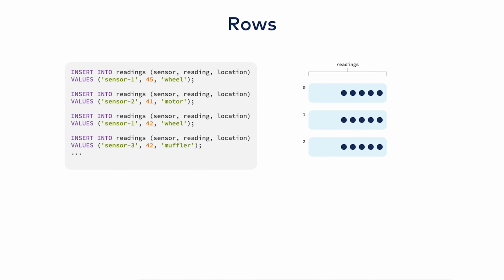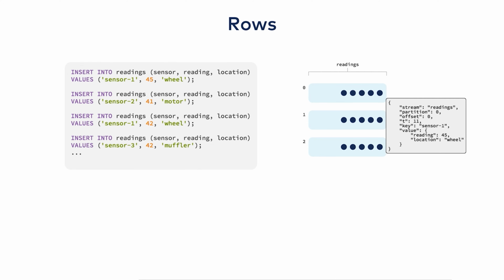Now, let's look at the representation of a row inside of a Kafka topic. Since each row is just a Kafka record, what does that record look like? When I look at the first row, I see that the offset is 0, meaning that it's at the beginning. I can also see that it has a key and a value, as every Kafka record does. Here the key is sensor 1, and the value is a map with a reading of 45 and a location of wheel. Notice how it got to be this way.